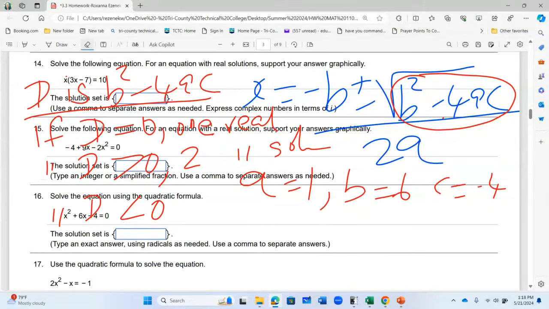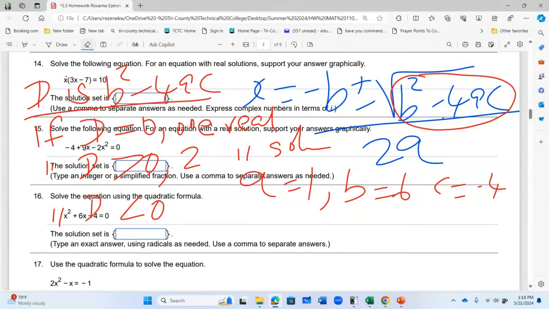Now I can bring out something from the radical sign. So I have negative 6 plus or minus 2 root 13, all over 2. I still have to simplify more. So I have negative 3 plus or minus root 13, because I'm simplifying by 2.